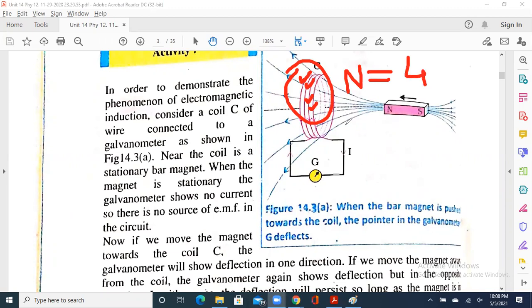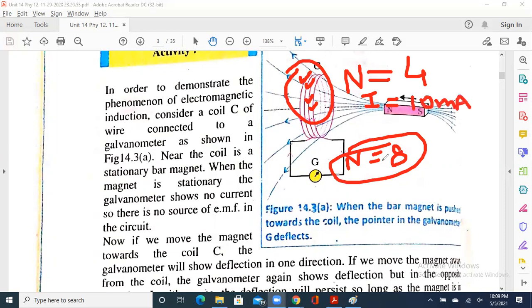If we make a coil which is having 8 turns, then our result will be doubled. For example, in the previous case, if we were producing a current of 10 milliamperes, then if we are having 8 turns, the current will also be doubled. If the number of turns has been doubled, then the current is also doubled. The previous current was 10 milliampere. Now it has become 20 milliampere.